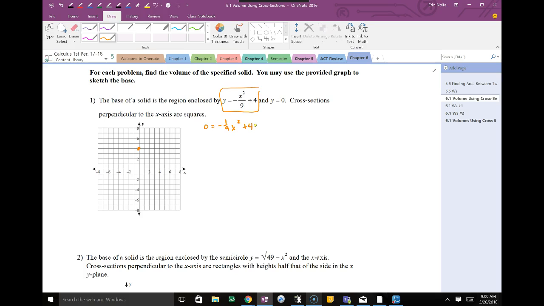When you subtract 4 first, good. So we multiply by 9. What's negative 4 times negative 9? 36. And the square root of 36 is 6. So yes, you're right. It crosses at plus or minus 6. Okay, so this is our very fat parabola.